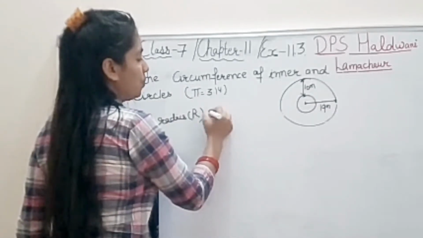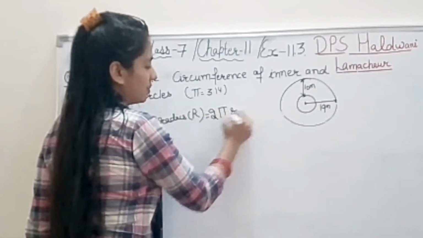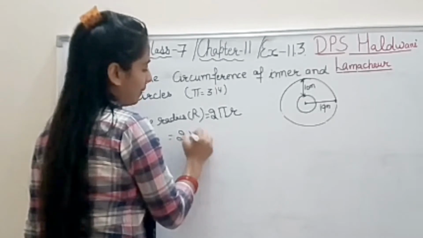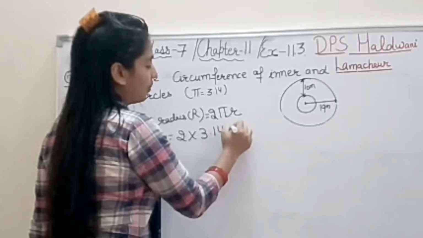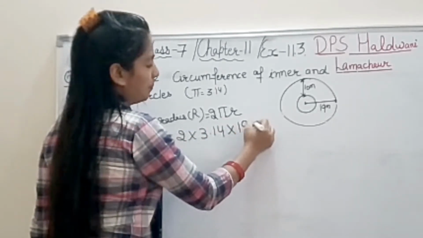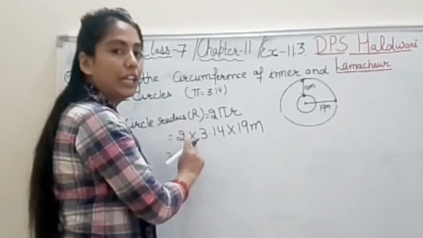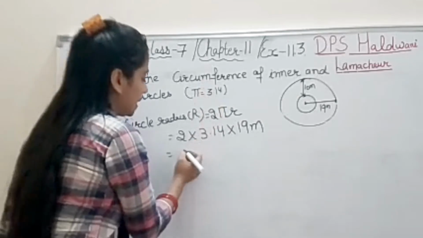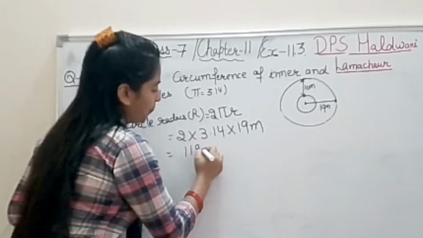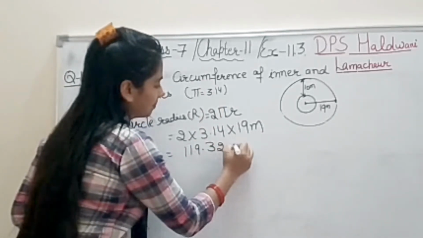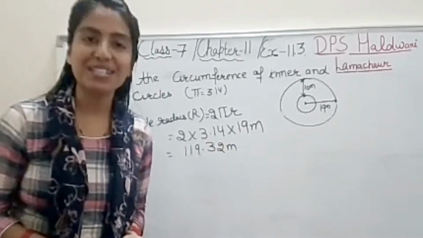It is given to you as a total of 19 meters. So it is 2 pi r. So it means 2 into pi, whose value is also given as 3.14, into R, which is 19 meters. So 2 into 19 is 38. 38 into 3.14, the answer is 119.32 meters. This is the circumference of the outer circle.